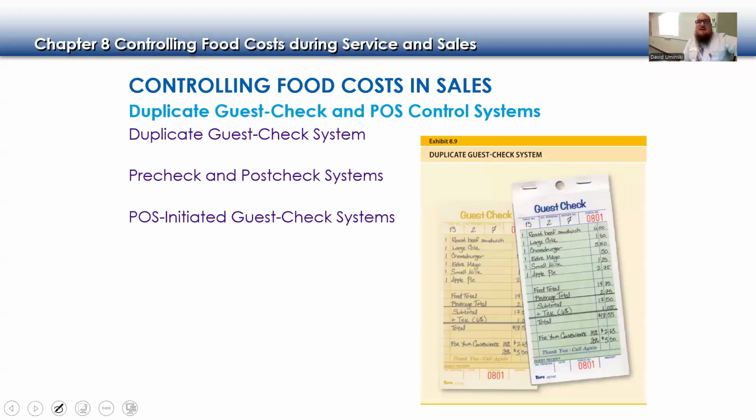Other things we want to talk about as far as controlling our costs during the checkout and the sales portion is going to be how we track what we actually sell. This right here is a duplicate check system where we write on one and it creates a carbon copy on the one right behind it. So we've got the double check, so I can go through there and look.